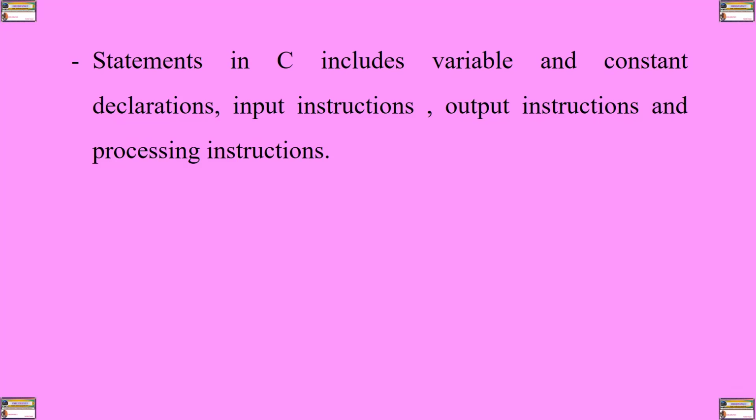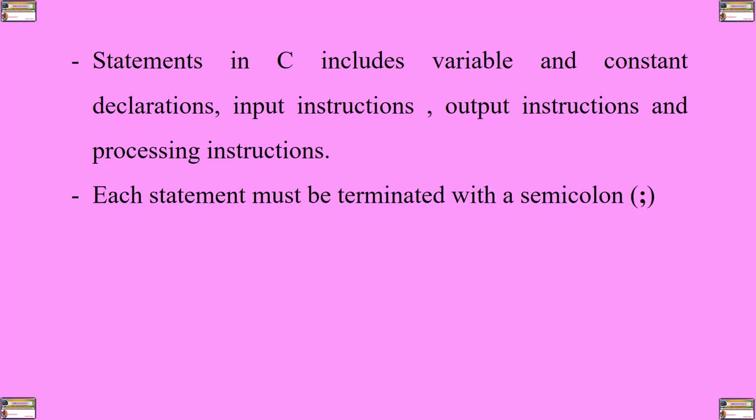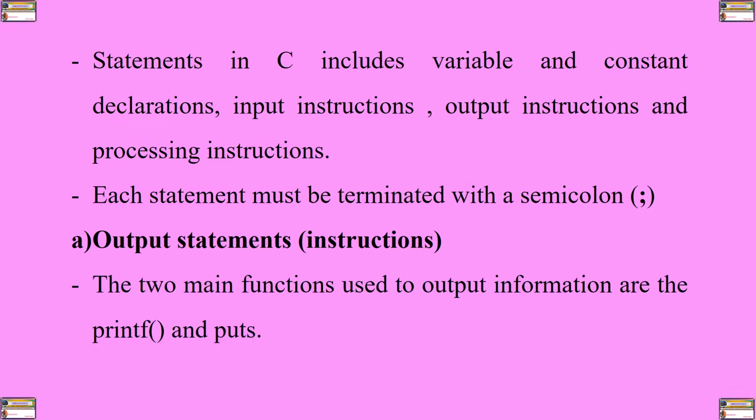Statements in C include variable and constant declarations, the input instructions, output instructions, and the processing instructions. Each statement must be terminated with a semicolon. So let's look at what we call the output statements or output instructions. The two main functions used to output information are printf and puts.